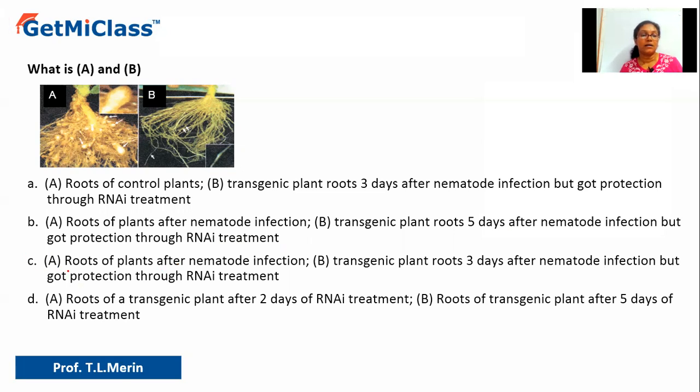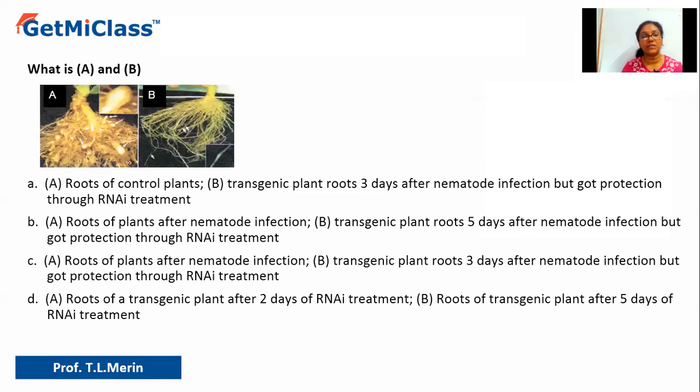Option C: A is roots of plant after nematode infection, B is transgenic plant root 3 days after nematode infection, but got protection through RNAi treatment. Option D: A is roots of transgenic plant after 2 days of RNAi treatment, and B is roots of transgenic plant after 5 days of RNAi treatment. Now that's the question. Basically, we have to identify what is A and B.